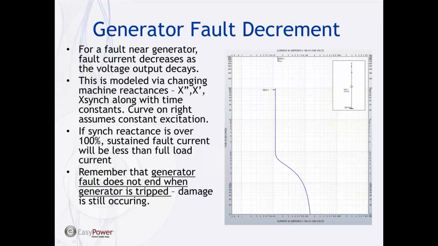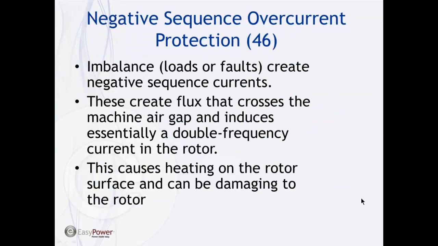So this is the generator fault decrement curve. And so because of this characteristic, we have to make sure we can actually detect a fault that's sustained for a long time, and that's where the voltage controlled overcurrent relays come into play. All right, so another common protection that you need to apply to these generators is negative sequence overcurrent protection.